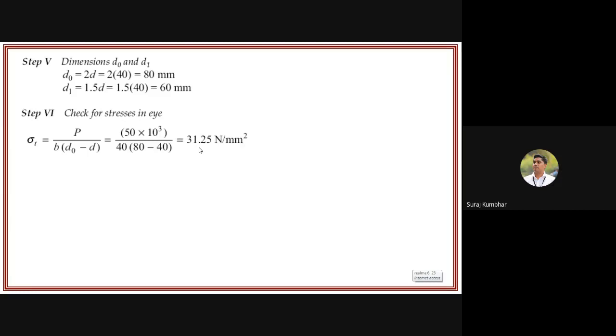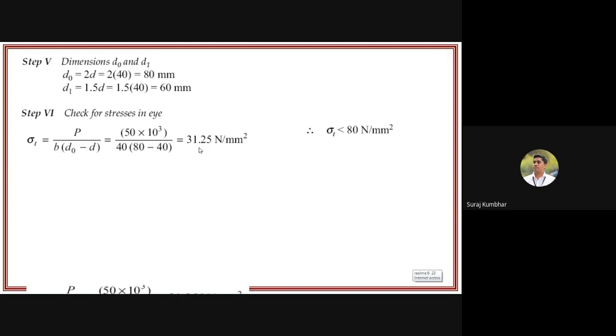Can you please tell me whether it is less than the permissible tensile stress or greater than the permissible stress? The sigma T value, the tensile stress value we are getting, is 31.25. What is our permissible tensile stress value? Yes, exactly, the permissible tensile stress value was 80. So sigma T is less than 80 Newton per mm square. So we can say our design up till this point is safe.